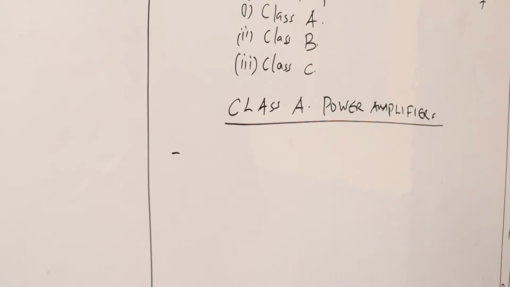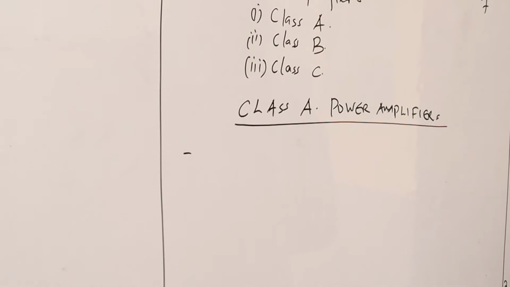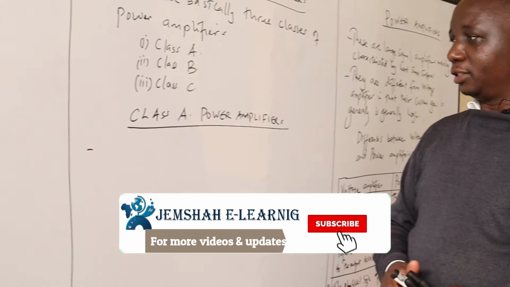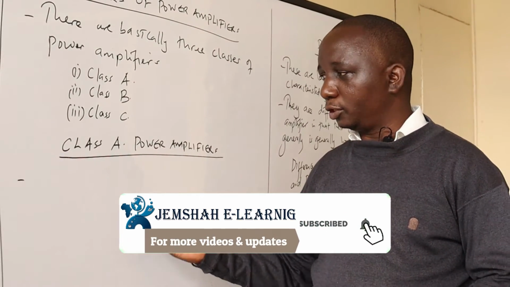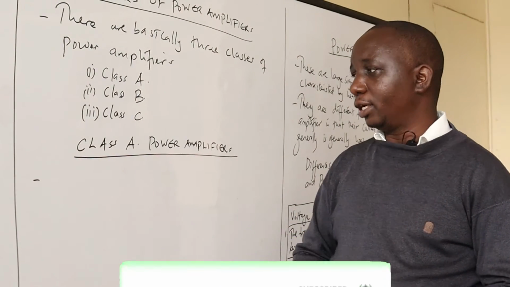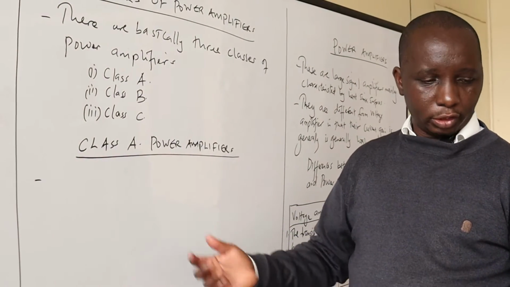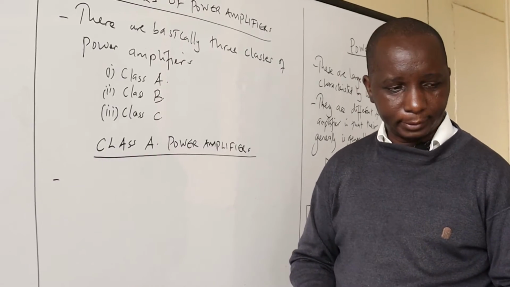When you're talking about class A, the bias of the transistor is such that it allows the entire AC input signal to go through the transistor, and therefore it has greater heating. It produces more heat than any other class of the amplifier.